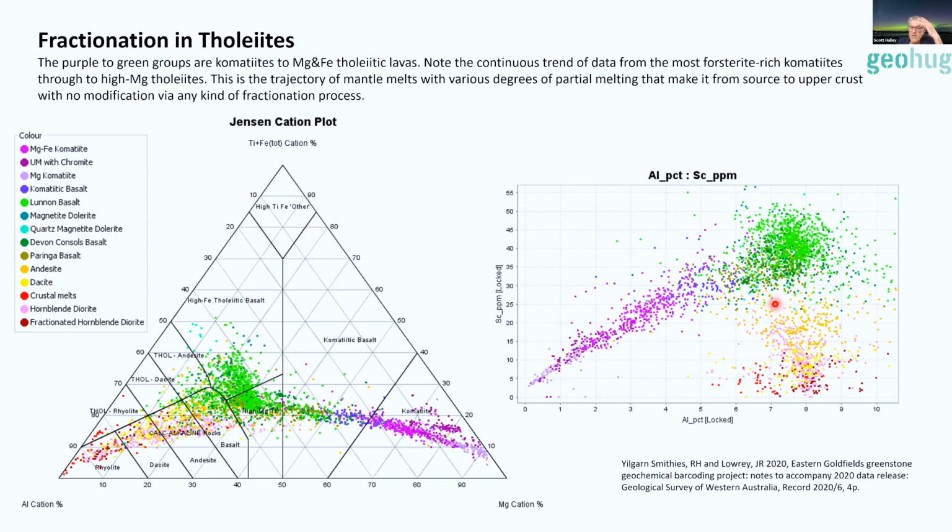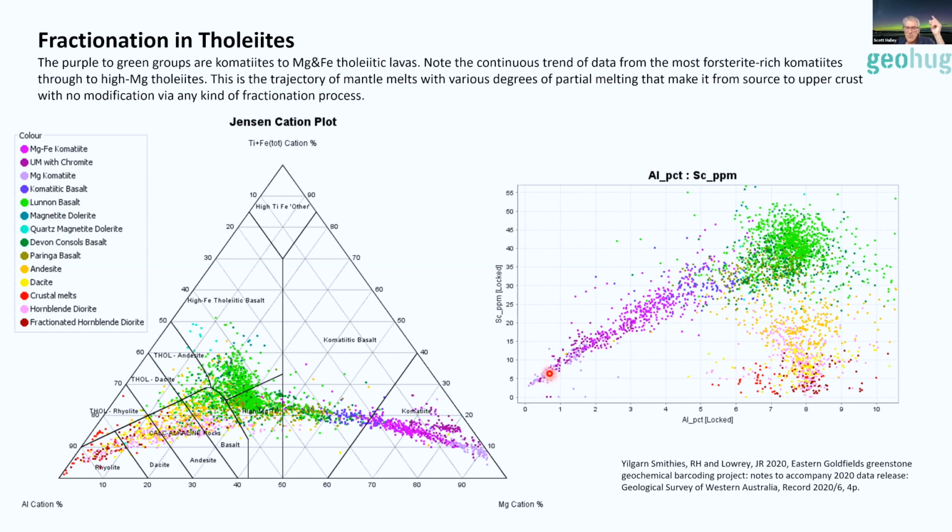This time I'm not going to worry about the intermediate to felsic rocks. I'm going to look at the ultramafics to mafics. What they've analysed to date in the barcode project is lots of komatiites and lots of basalts. So these are lavas, things that have come from a deep mantle source all the way to the surface and been erupted without any modification.